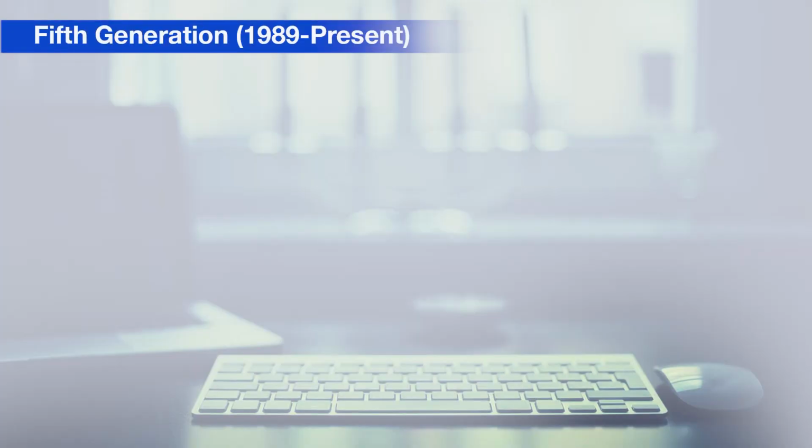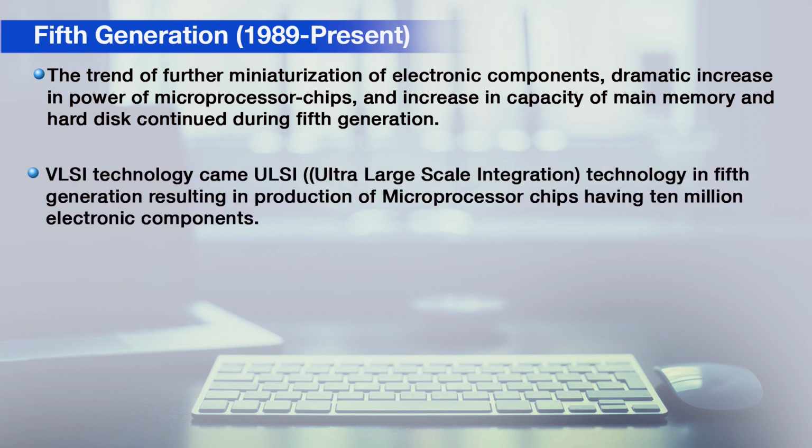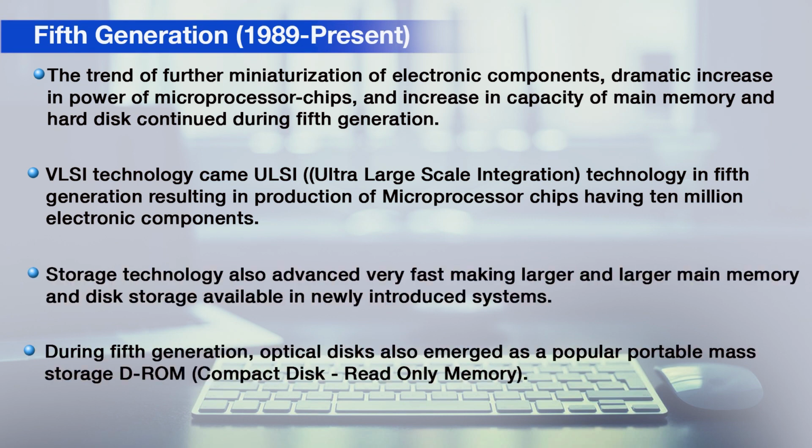Now coming to the fifth generation computers. The trend of further miniaturization of electronic components, dramatic increase in power of microprocessor chips, and increase in capacity of main memory and hard disk continued with the fifth generation. VLSI technology gave way to ULSI technology in the fifth generation, resulting in production of microprocessor chips having 10 million electronic components. During the fifth generation, there was tremendous outgrowth of computer networks. Communication technologies became faster day by day and more computers were networked together.